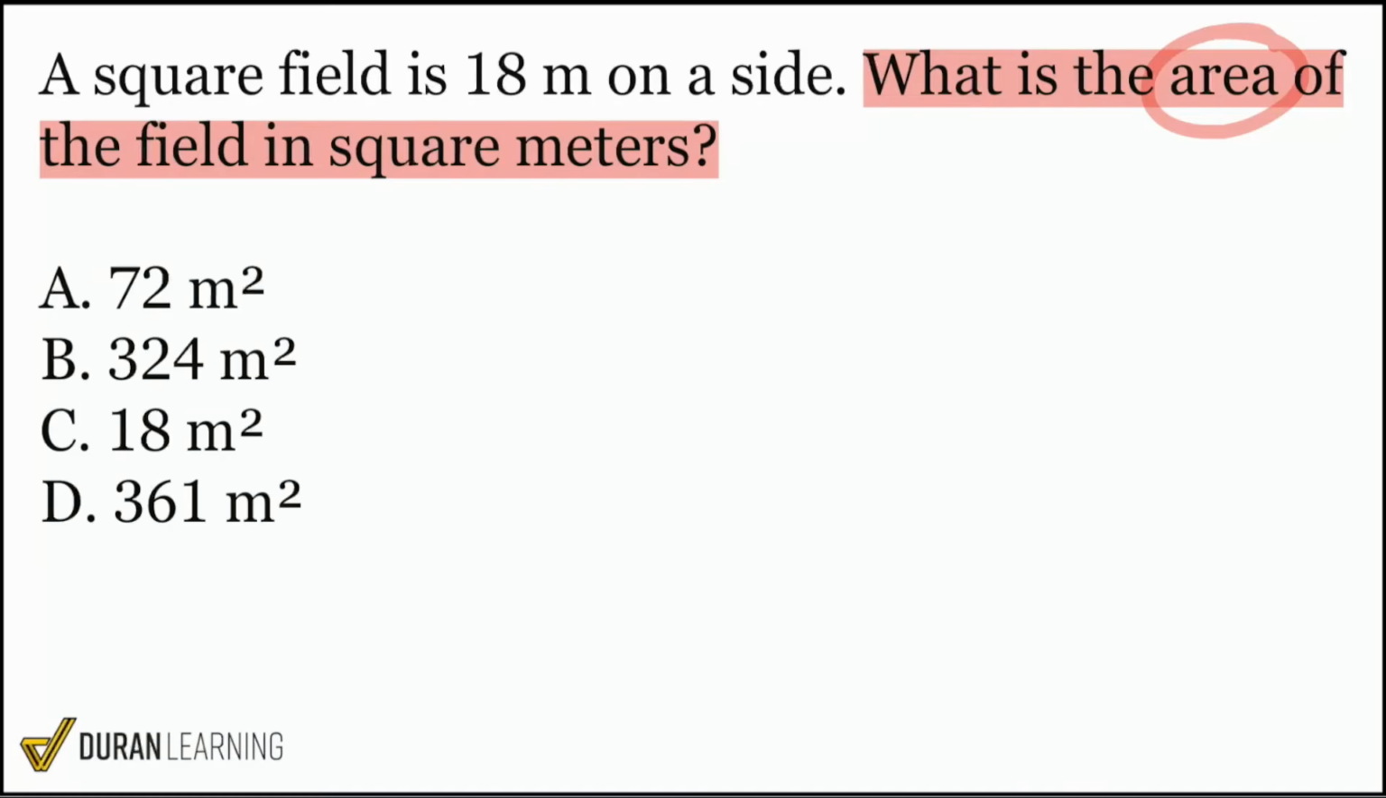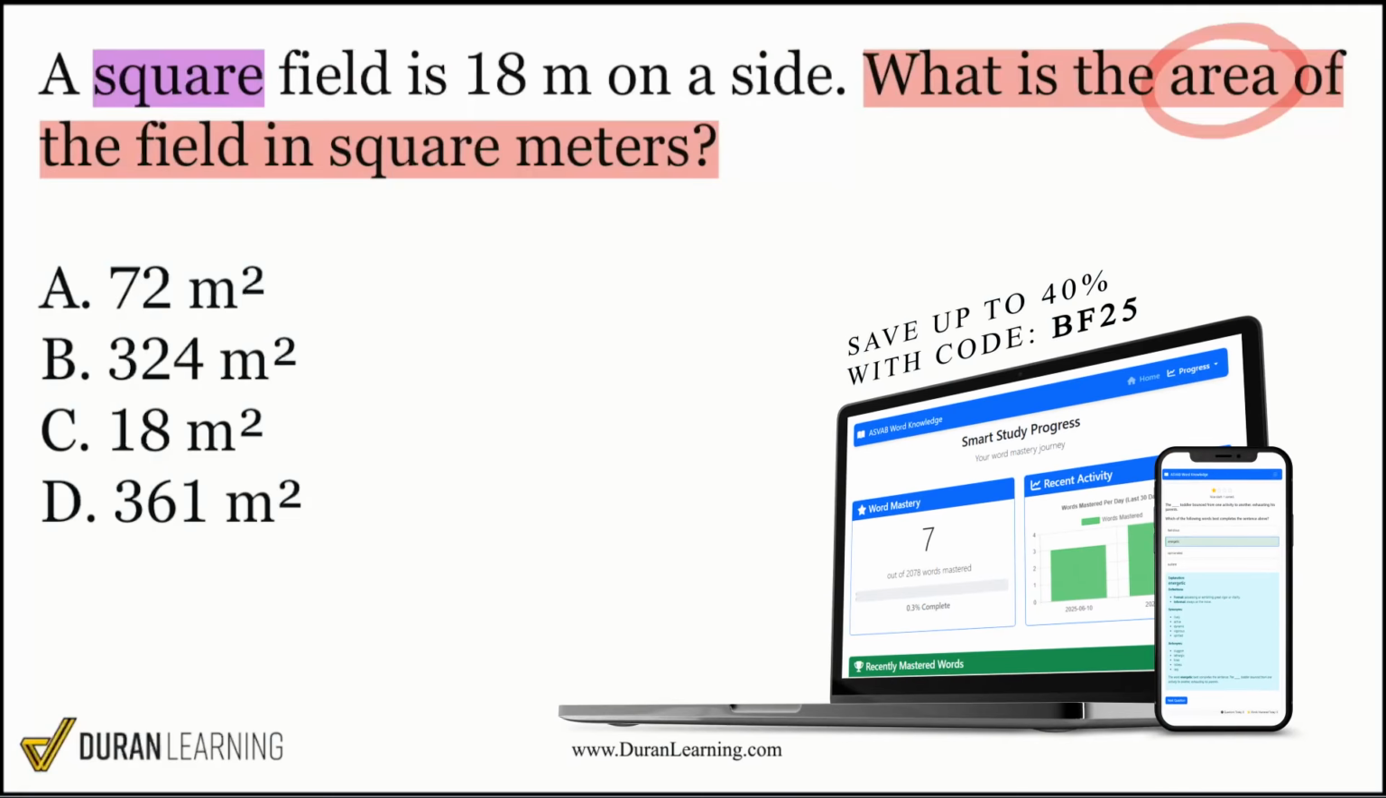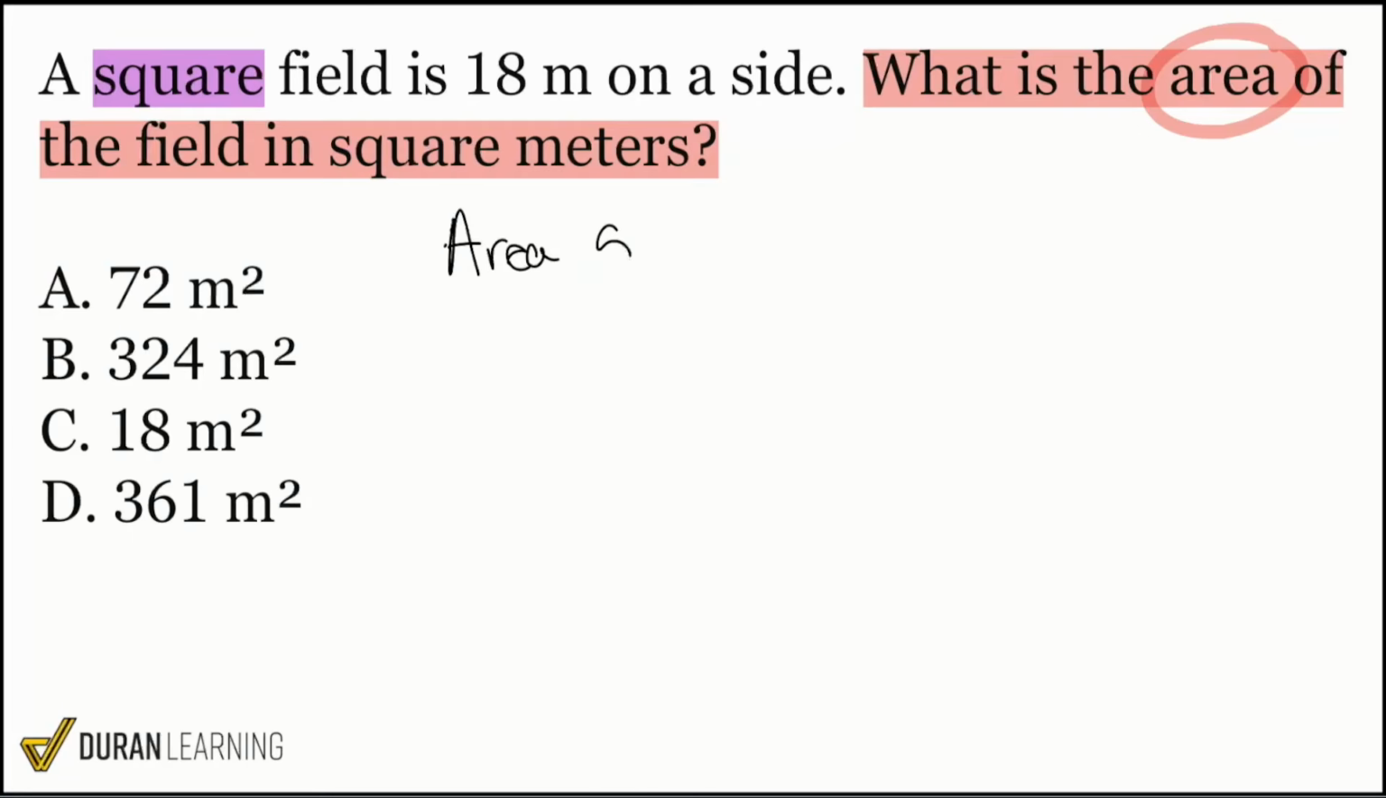And so, everybody, when I see the word area, to know what formula, I got to ask what shape. And that shape is listed right here. Square. A square field is 18 meters on a side. So the first thing I do after that is think about what that formula is. And that's going to be the area of a square. That is going to be the side multiplied by itself. Sometimes you might see it as side squared. Other times you might see it as side times side. Either way, we're going to take that side length and multiply it by itself.